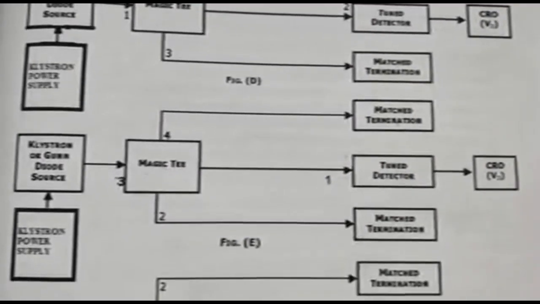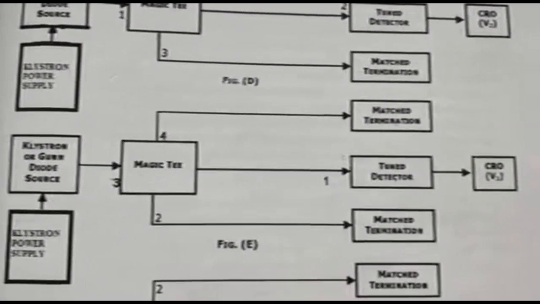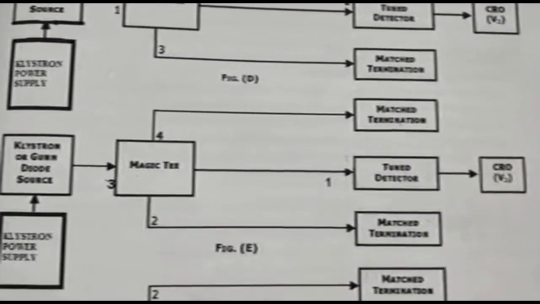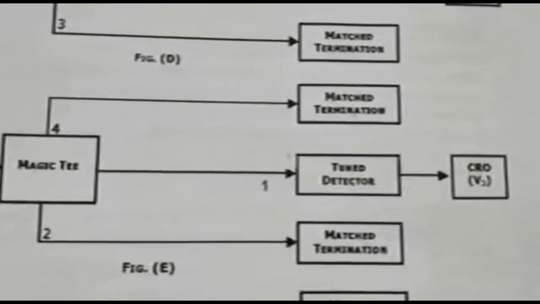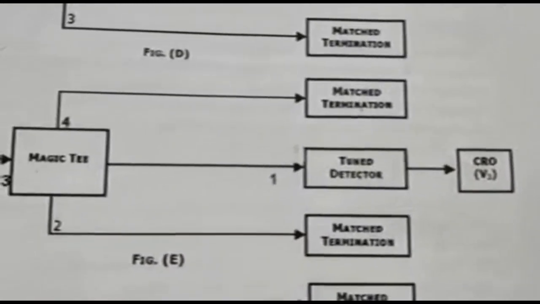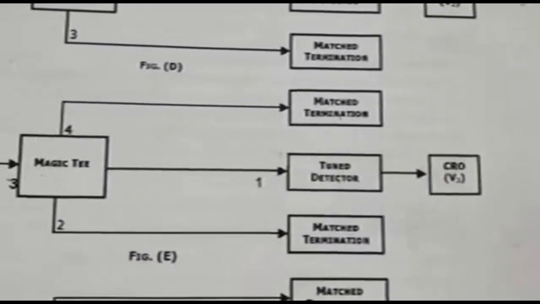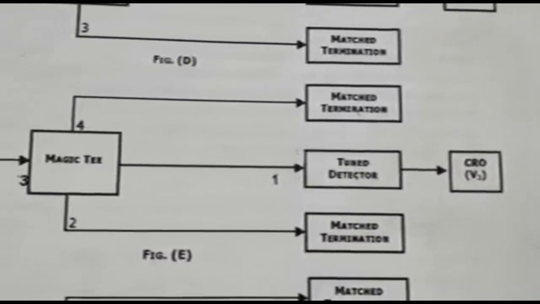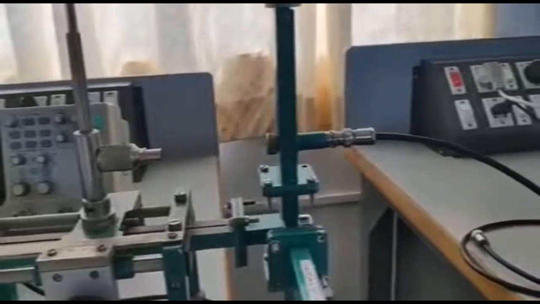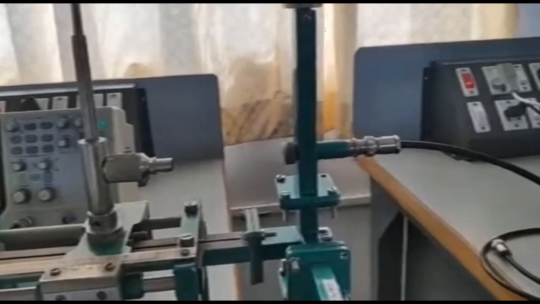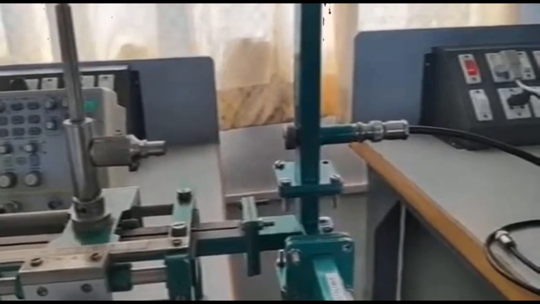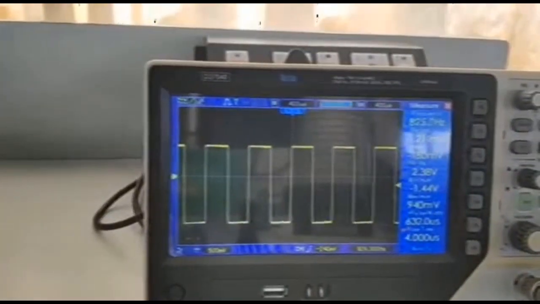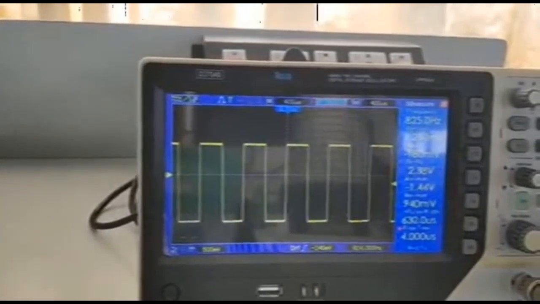Similarly, to measure the voltage V3, we need to connect port 3 to the input. So now port 3 is connected to the input. Now replace the match termination of port 1 and connect the tuned detector in order to measure the voltage V3. I have connected the detector to port 1 and measured the voltage V3. So the peak to peak voltage here is 2.38 volt, that is voltage V3.